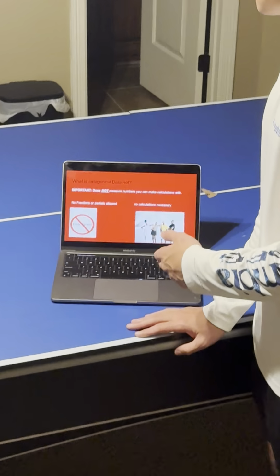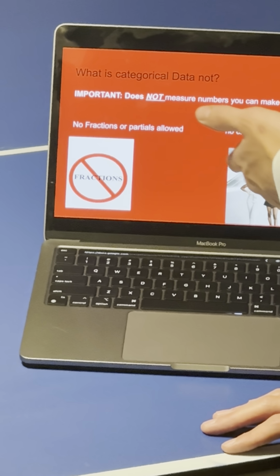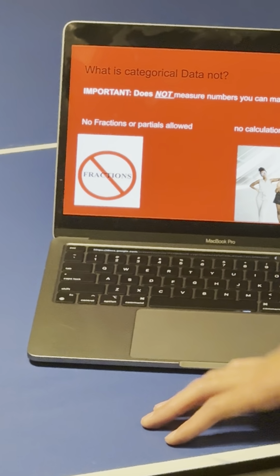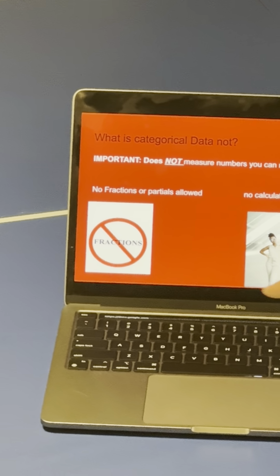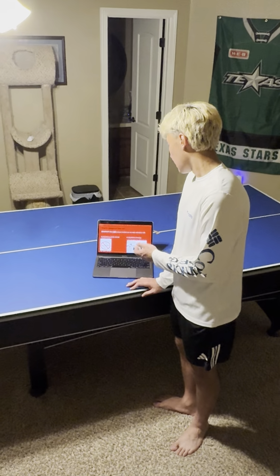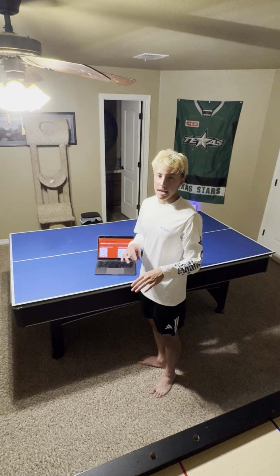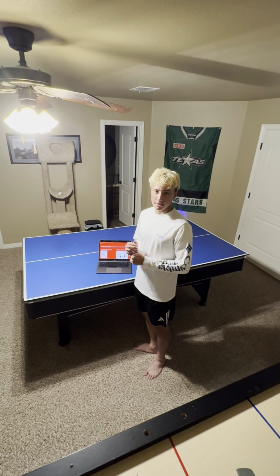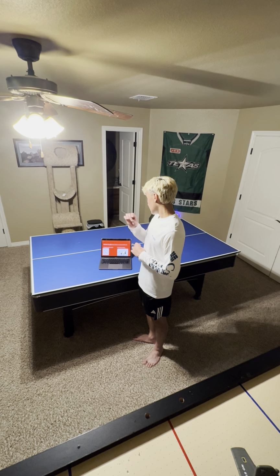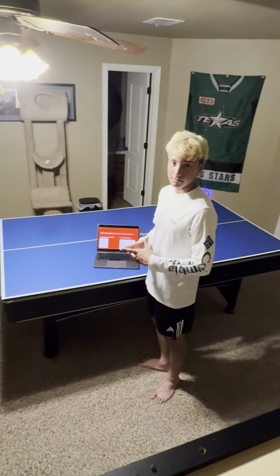The next big thing is, what is categorical data not? This is very important to this concept, so make sure you pay close attention. Categorical data cannot include fractions or partial numbers. It does not measure numbers you can make calculations with, so no calculations are necessary. For example, if we're finding categorical data over this group of 4 people, we can't have half a person included in the data. We can't say the average number of people wearing hats is 3/4 of a person. You could have 3 people, but you can't have 1/4 of a person because that doesn't make sense. Categorical data is only whole numbers. It includes the entire individual component. Any questions? Perfect.